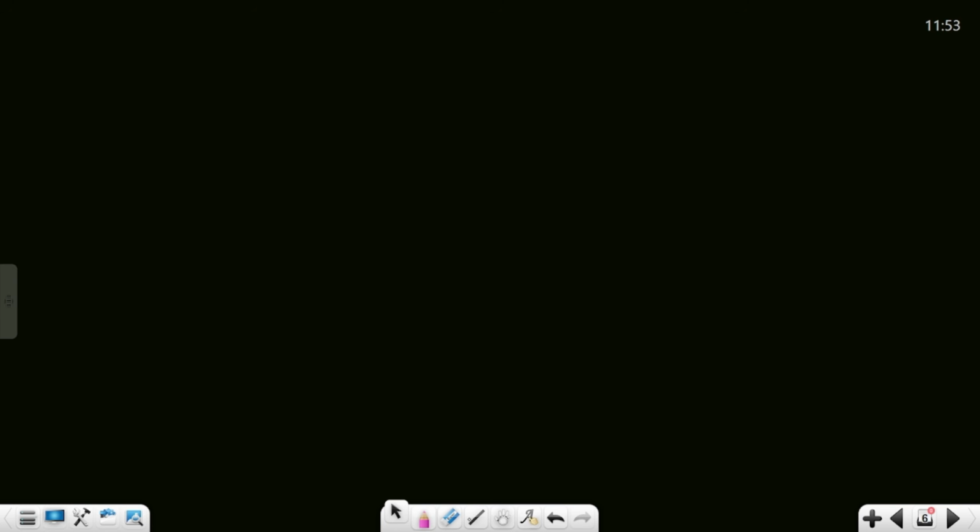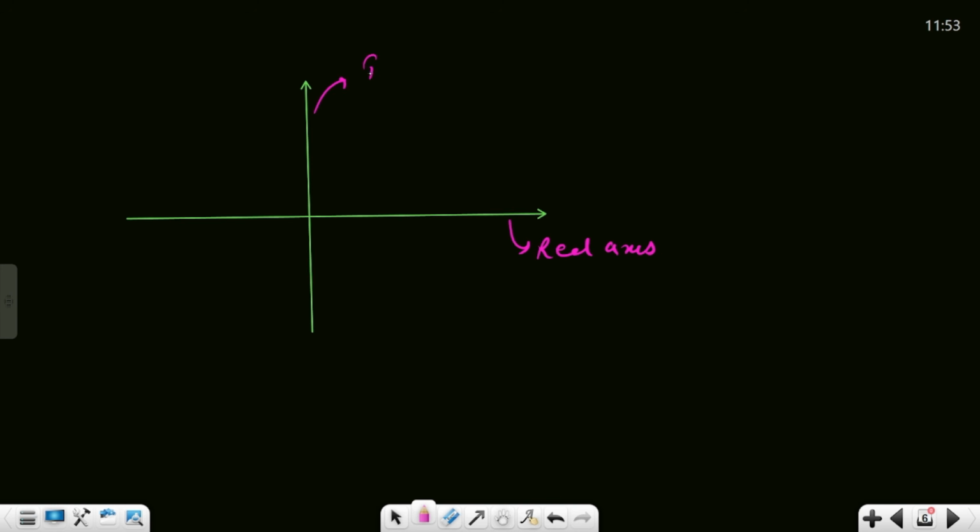Okay. So what is our fourth case? Fourth case is simple. See, fourth case is like this. This is our real axis. This is our imaginary axis. This is our 0 plus 0 iota. And if my point lies here in the fourth quadrant, it means what? Fourth quadrant means a comma minus b.